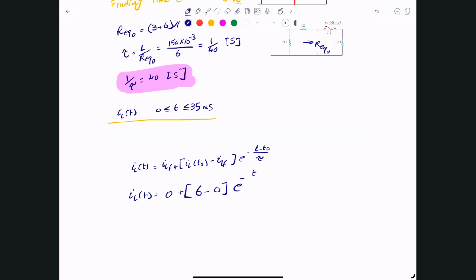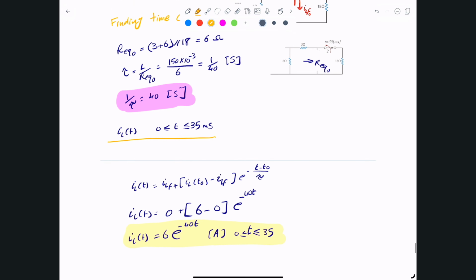In this particular case, t0 is 0 divided by tau. Well, I know that 1 divided by tau is just simply 40. Okay, so basically IL of t is just simply 6 times e to the negative 40 t, and that's exactly amps, and that's for t between 0 and 35 milliseconds. So that's what we have in here, and let me just highlight it. Okay, so that's basically between 0 to 35 milliseconds.